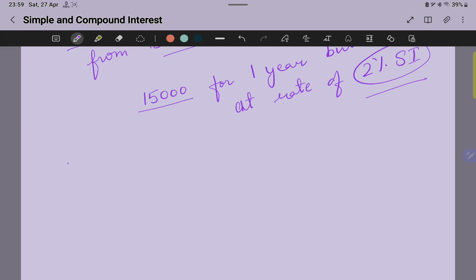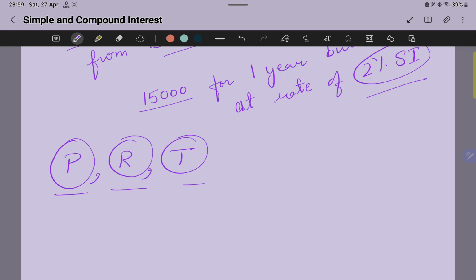Here 3 things have to be remembered: principal, rate and time. These are the 3 most important things that you need to remember. Principal means the amount that you've taken, that is around 15,000. Rate means the rate at which the amount was given to you, that is 2%, and time is 1 year. So to calculate this, you need to follow the given formulas.